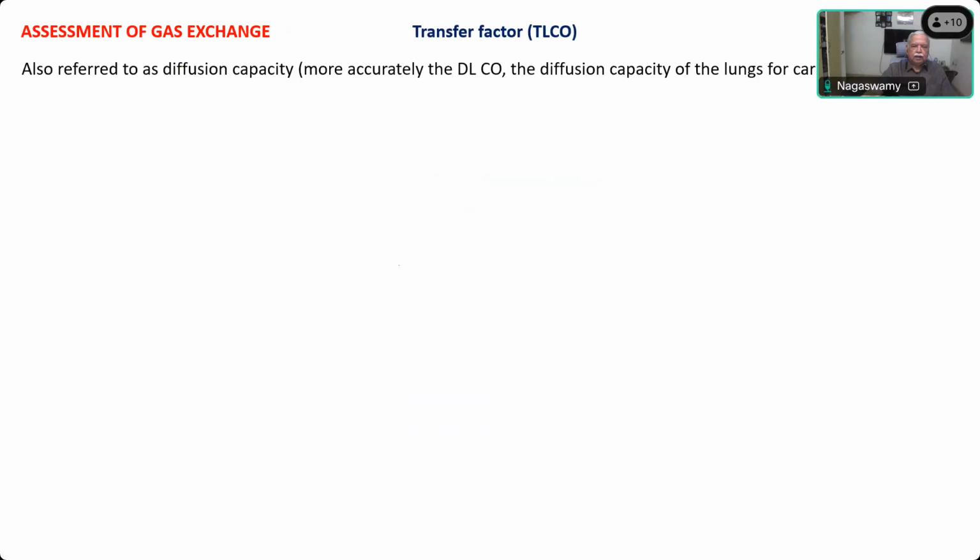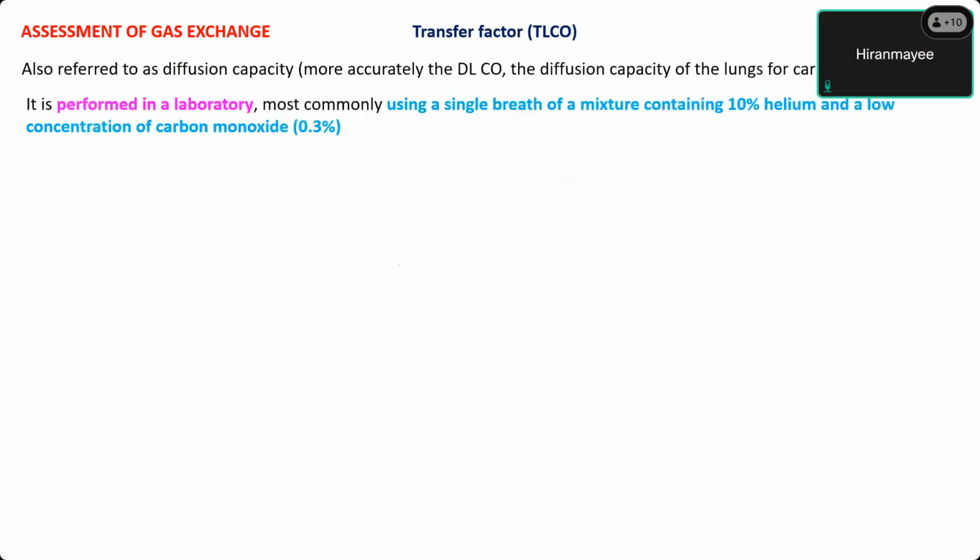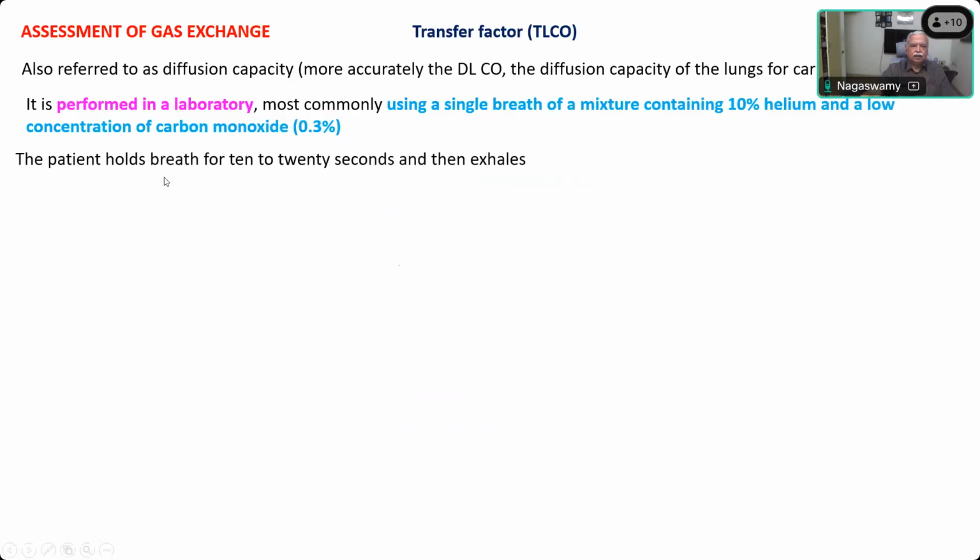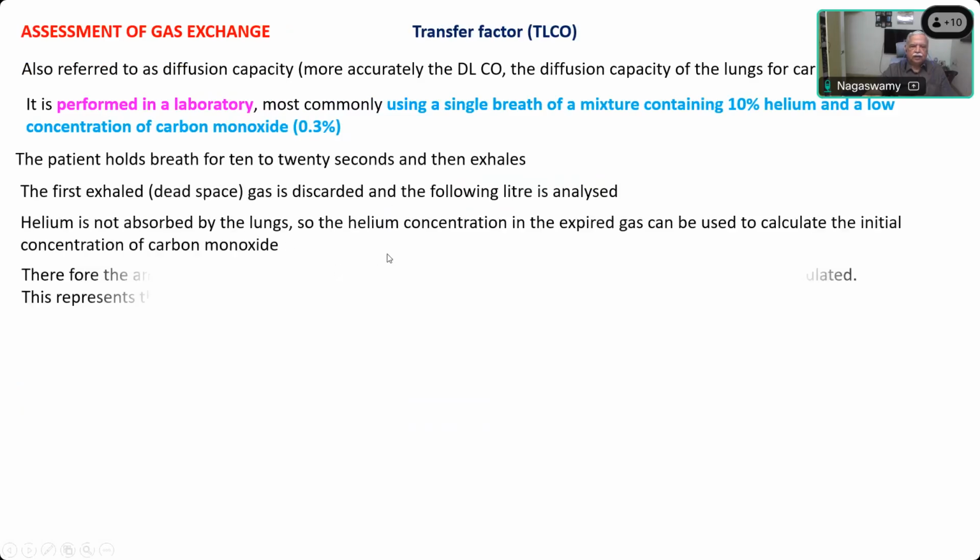Diffuse are more attracted by hemoglobin. Carbon monoxide binds more avidly to hemoglobin. Using a single breath mixture of 10% helium and a concentration of 0.3% carbon monoxide, the patient holds the breath for 10 or 20 seconds and then exhales. This is the procedure, how it is done.